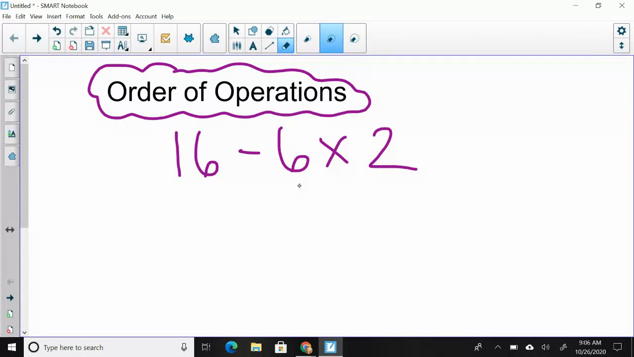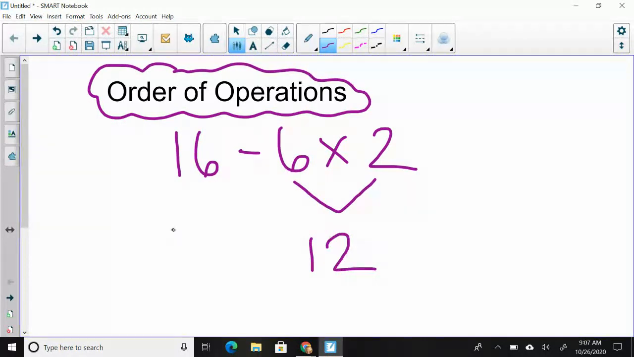And so if we multiply first, that's going to give us 12, and then we would have 16 minus 12, which is 4, okay? So there is a special set of rules in math called the order of operations, and that's what we are going to learn about and work with over the next 2 weeks, okay? So this is one example of how you would do a problem with multiple operations. So we have subtraction and we have multiplication.